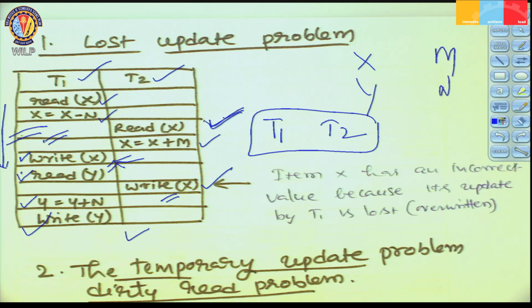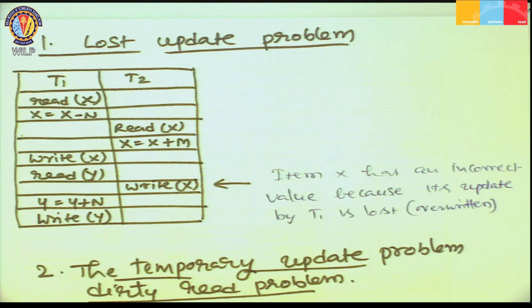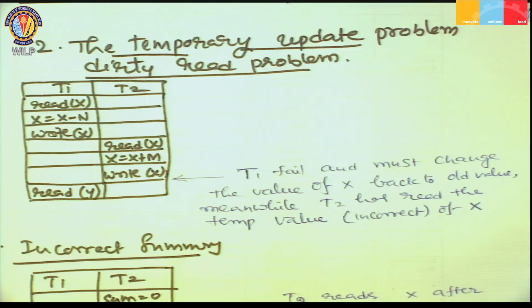Now let us try to understand what is the temporary update problem, also called the dirty read problem. I have T1 and T2, this is the timeline. Of course it is a concurrent schedule because the instructions from T1 and T2 are being executed in a concurrent way. First 3 instructions of T1 will be executed, next immediately 3 instructions of T2 will be executed, then the last instruction of T1 is executed.